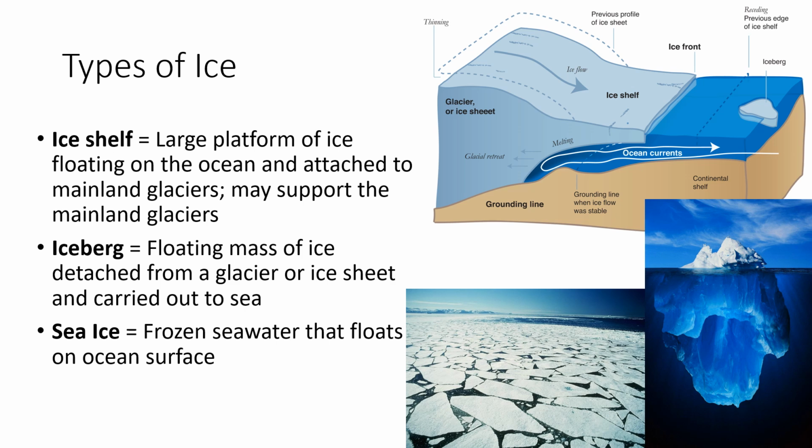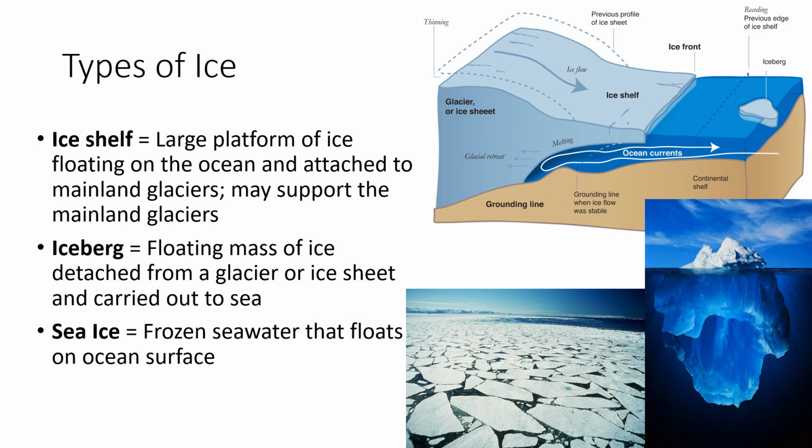Ice shelves are large platforms of ice that are floating on the ocean and attached to mainland ice sheets or mainland glaciers. So this is the ice shelf, that section right there. It's floating on the ocean below it, and it's attached to the glacier on the continent or on the island or whatever on the land. Okay. An iceberg is a floating mass of ice. You guys are probably all familiar with icebergs, but they are floating masses of ice. Many of them are breaking off of ice sheets, ice shelves, or glaciers, and they're floating and being carried out to sea.